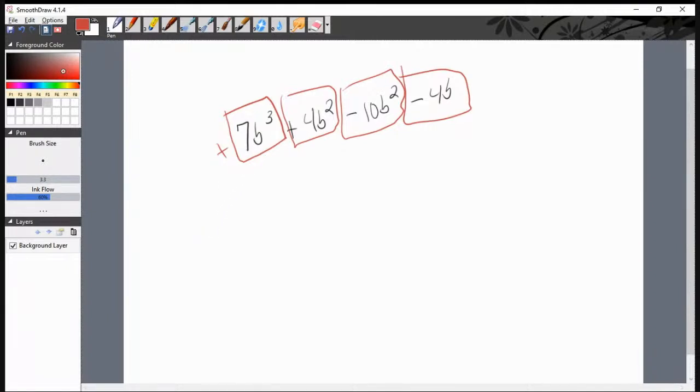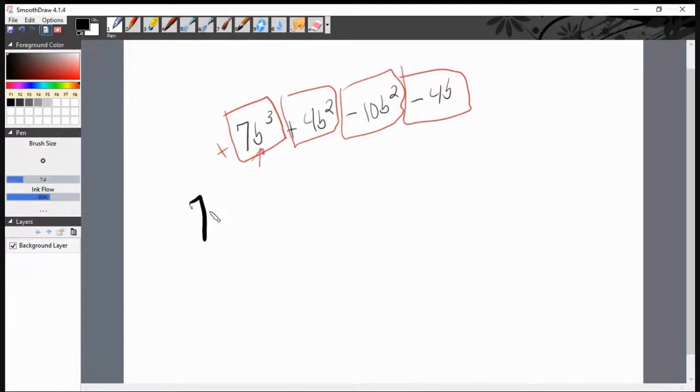There is no like term for 7b to the third power. There's no other term here that qualifies as a like term with this number. So we know that we can just rewrite this. If there's no other number with this same exponent, then there's nothing we can do there. That's going to be a number by itself, and I do not want a brush size that big. So, wow, that is gigantic.